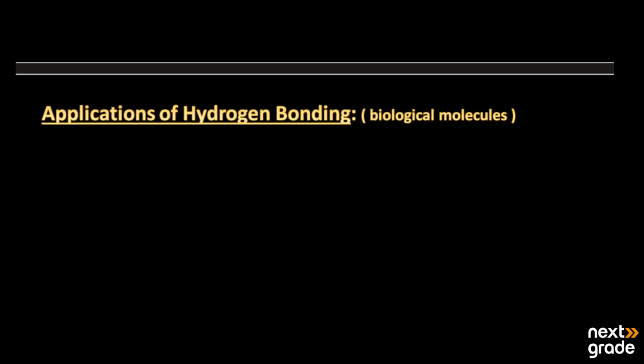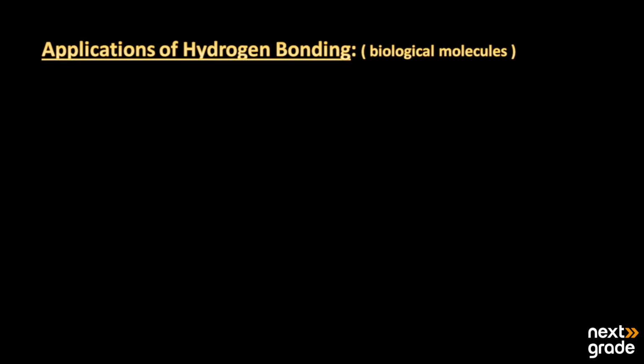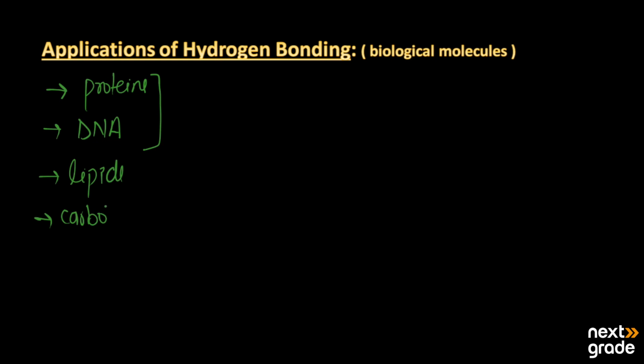Next we have the application of hydrogen bonding in biological molecules. Now you must know what the biological molecules are. We have proteins, we have DNA. These are the biological molecules. Along with them we have lipids and carbohydrates. All these are organic compounds, and they are known as biological molecules because they are found in living things.